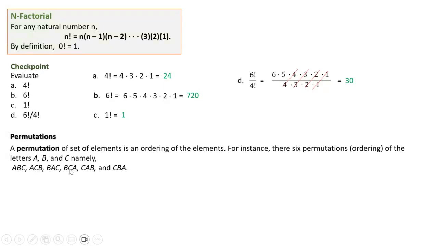Well, here are all the different orders. So it's going to be 6. The order matters. For example, ABC and CBA are 2 different orders. So for permutations, the order matters.